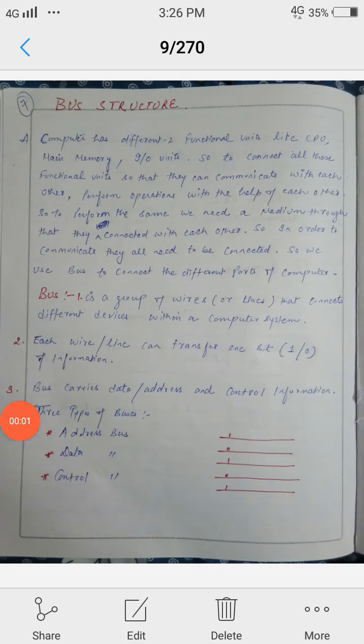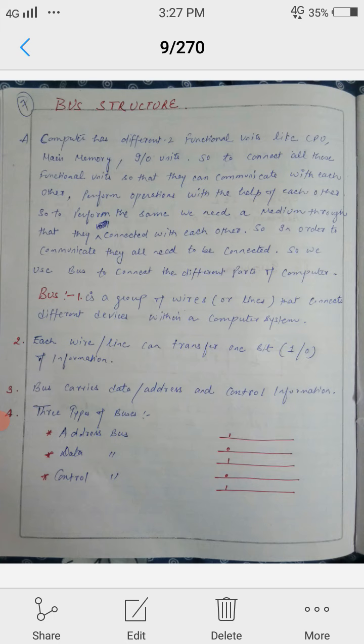Topic is common bus system and types of buses. A computer has different functional units like CPU, main memory and input-output units. To connect all these functional units so that they can communicate with each other and perform operations with the help of each other, we need a medium through which we can connect the different parts of the computer. So we can say bus is used to connect the different parts of the computer.